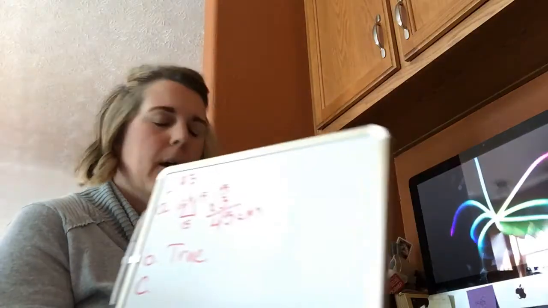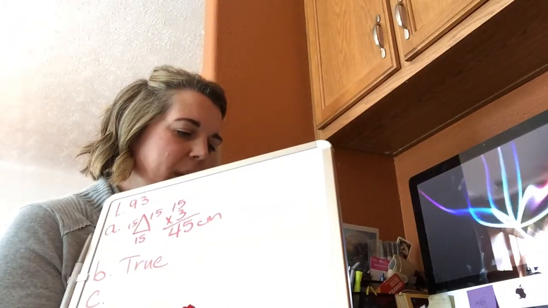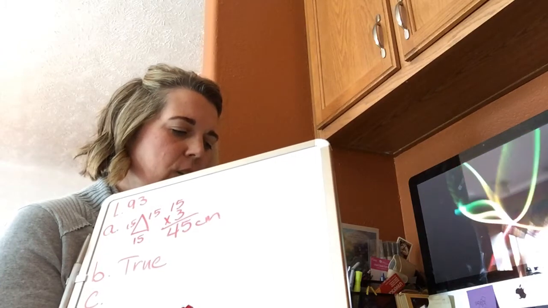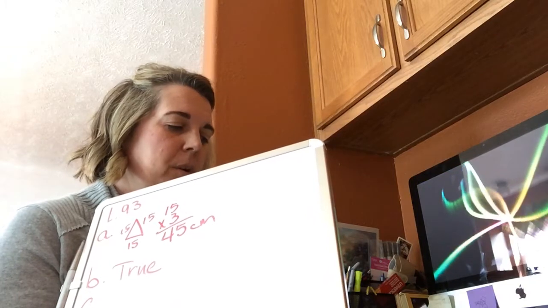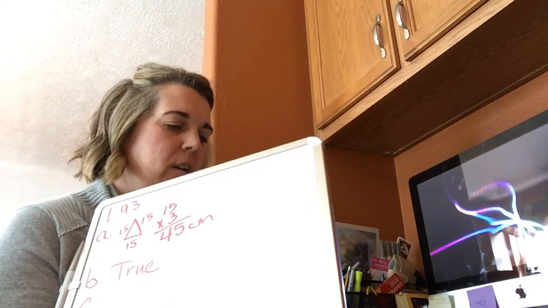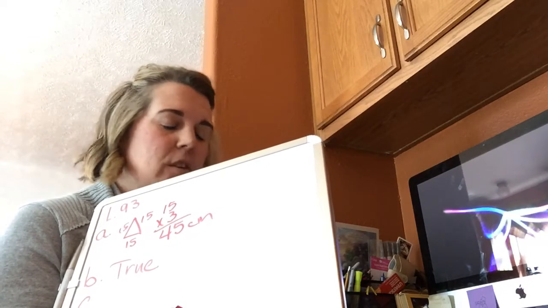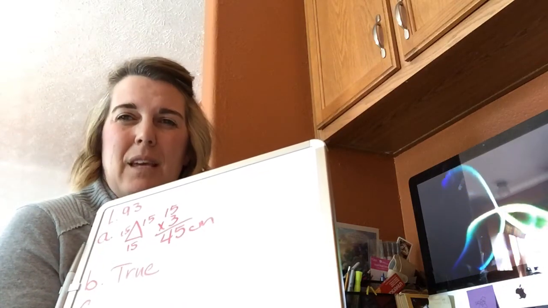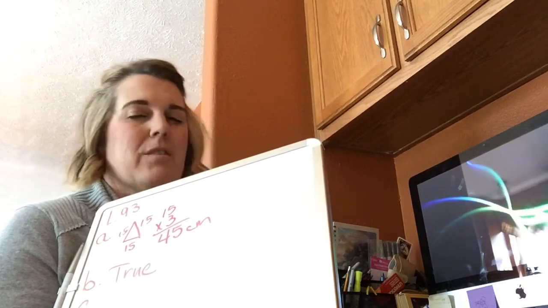Okay? And then C says all acute triangles are equilateral triangles. Is that true or false? Now, if we look back up on this chart, it says all three angles are acute, but you can tell that those are not all equal in length, right? The sides do not necessarily have to be equal just because they're all acute. So that one would be false.